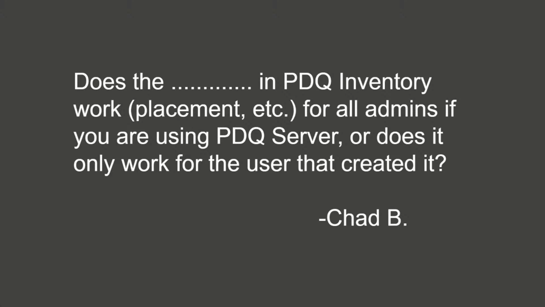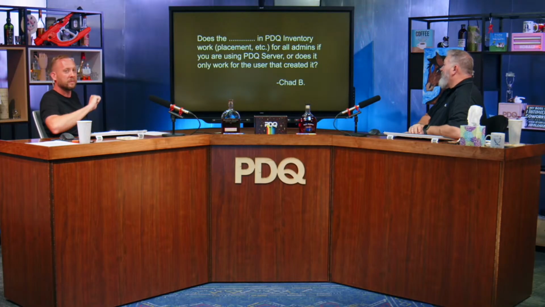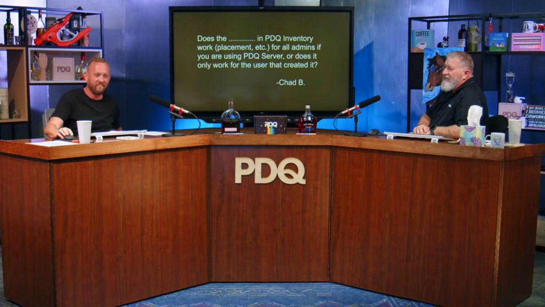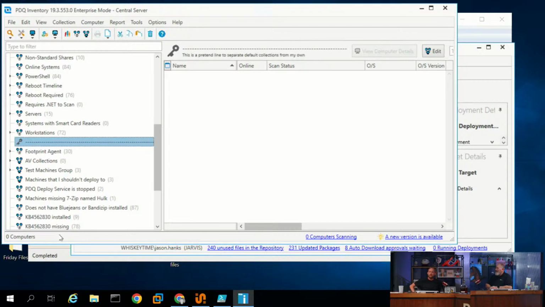So my dash. Oh. Okay. Yeah, those are dots, not dashes, Chad. No, I'm just giving you a hard time. So the view that you would see in central server mode is going to be what everybody sees. So yeah, that'll be visible for everybody.